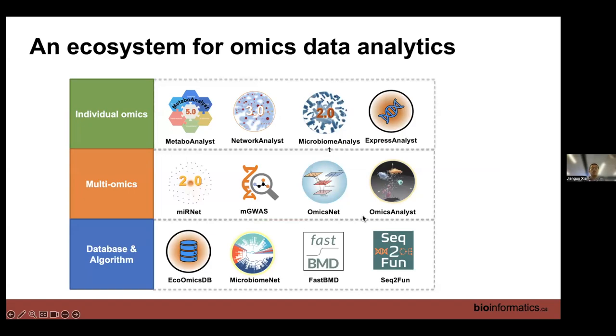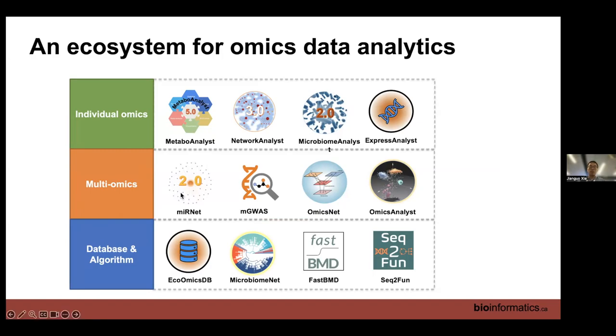Beyond these mainstream omics, we also have a lot of other tools to help with other omics and multi-omics. For example, we have NetworkAnalyst for gene-based integration: protein-protein interactions, transcription factors, and tissue-specific expression, a lot of systems biology for a gene or gene list. You should try NetworkAnalyst, which is quite popular also.